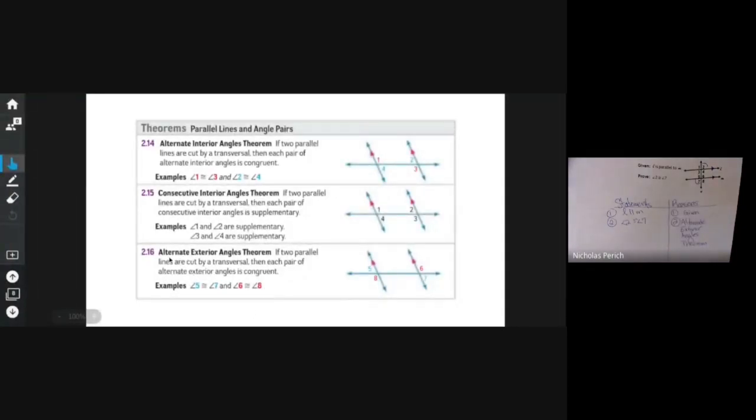But anyway, the alternate exterior angles theorem says if 2 parallel lines are cut by a transversal, then each pair of alternate exterior angles are congruent. And in this, what was I trying to find? If the alternate exterior angles are congruent. Well, are they parallel? Yes. Then the alternate exterior angles are congruent. That's it. Done.